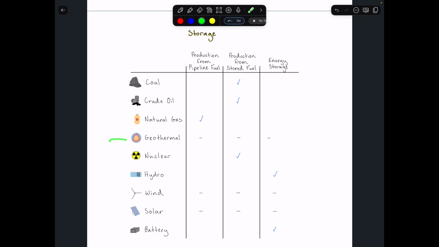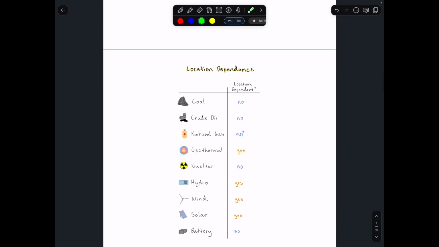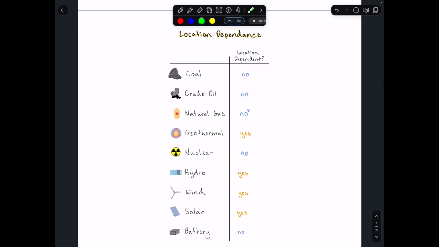Now for geothermal, wind, and solar, these three resources don't have a storage mechanism themselves. They are just producing electricity based on natural conditions. In geothermal's case, the Earth's heat. For wind patterns, and solar, the time of day and the weather conditions. All right, so those are the different storage capabilities of these different resources. Let's next go on to location dependence.